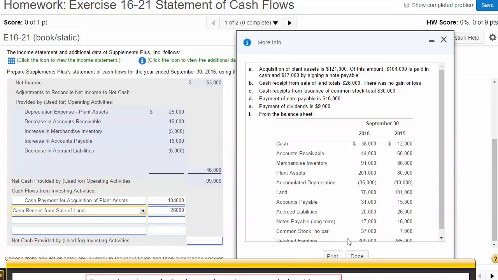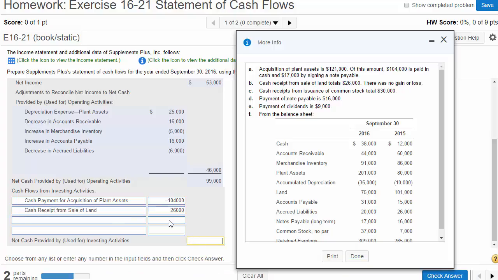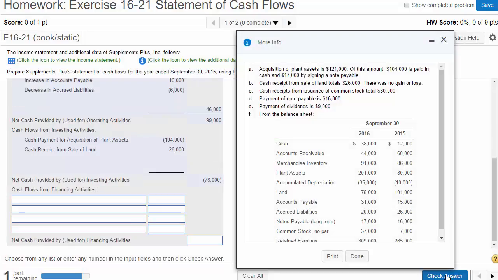So we are done with the investing section. What we need to do is sum these, and we get minus $78,000. So we have net cash used for investing activities. What the company is doing is investing in plant assets. The net amount is $78,000 cash being paid. So it's nice to see the company investing in itself.